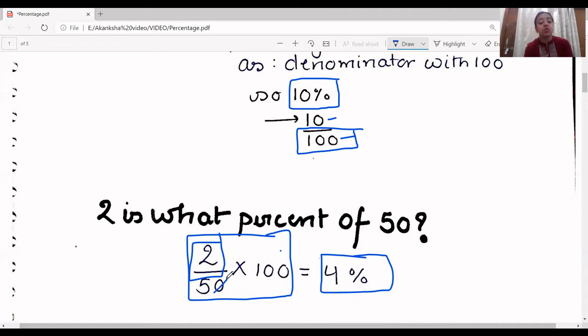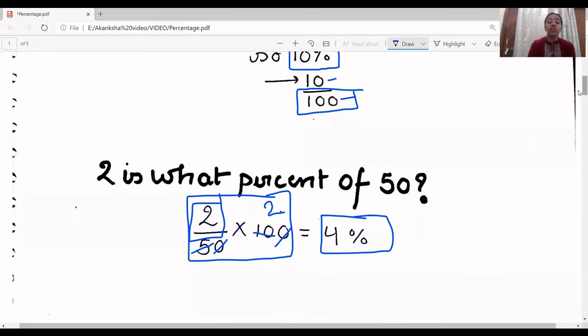How? So 0 is cancelled, and then you get 5 2s are 10, and 2 into 2 is 4. So this is 4%. So always remember, when it is asked what percentage one number is of another number, you find it by that number upon the entire number to which the percentage is being asked, into 100, and you're going to easily get that value.